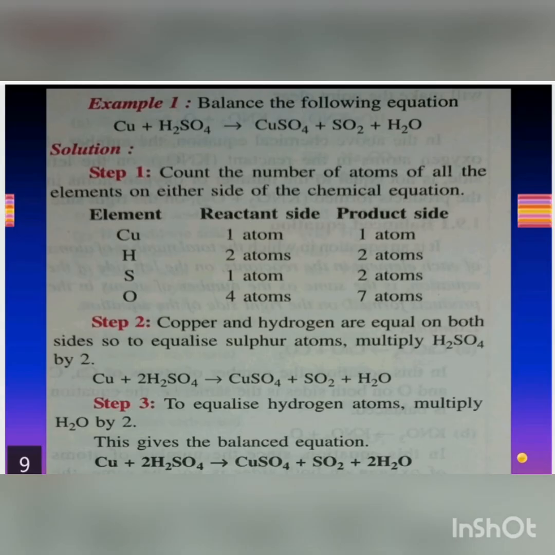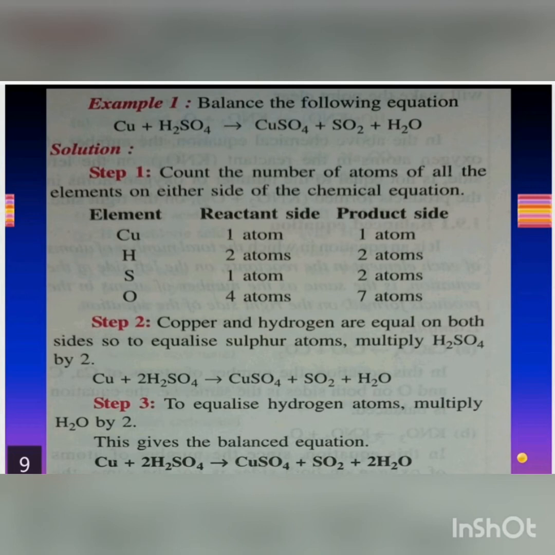Okay, the first example from your textbook. This is copper plus sulfuric acid giving you copper sulfate plus sulfur dioxide plus water. So how do we balance out this equation? The first step says count the number of atoms of all the elements on either side of the chemical equation. So you write the elements on the reactant side as well as the product side.